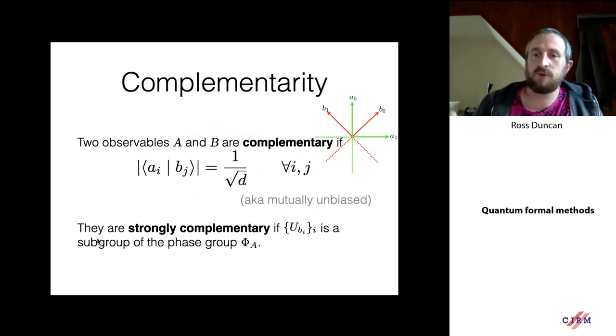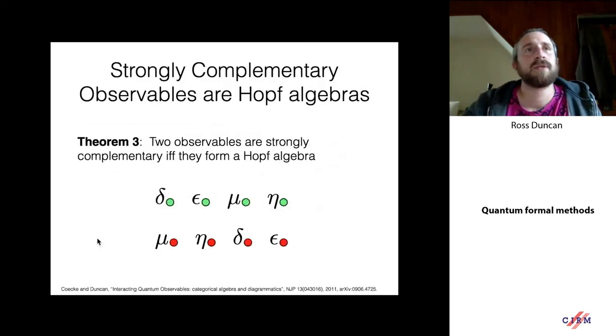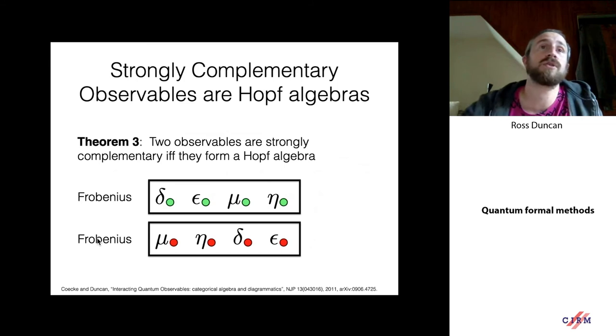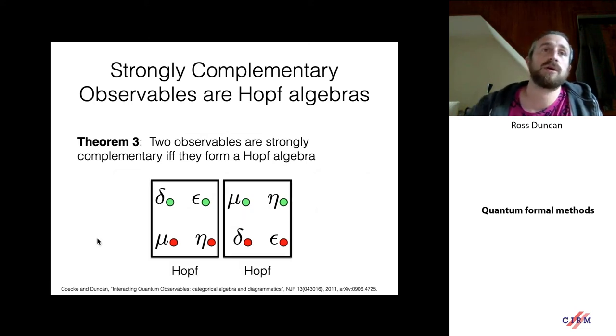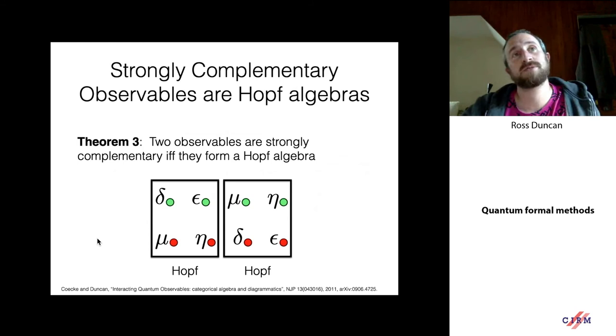And the important theorem is the following. I explained already that if I have one observable, it corresponds to a Frobenius algebra. But if I have two of them and they're strongly complementary, then actually they form a Hopf algebra. And I mean it like this. If I take the green ones all together, that's Frobenius. I take the red ones all together, that's Frobenius. But if I re-bracket them this way, then I get two Hopf algebras.